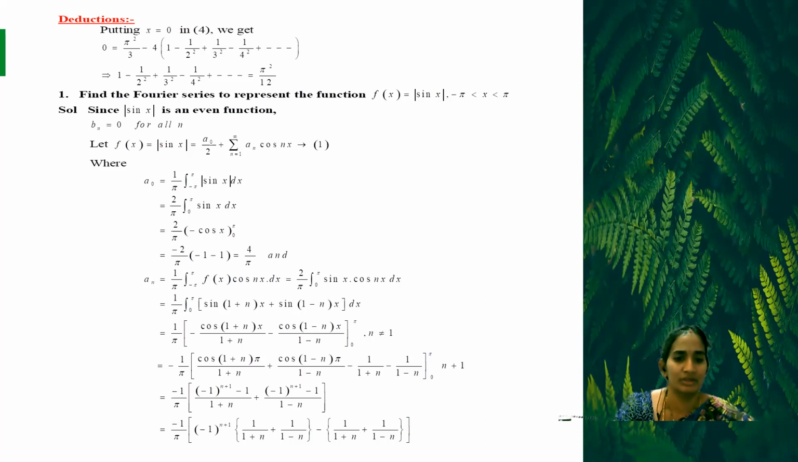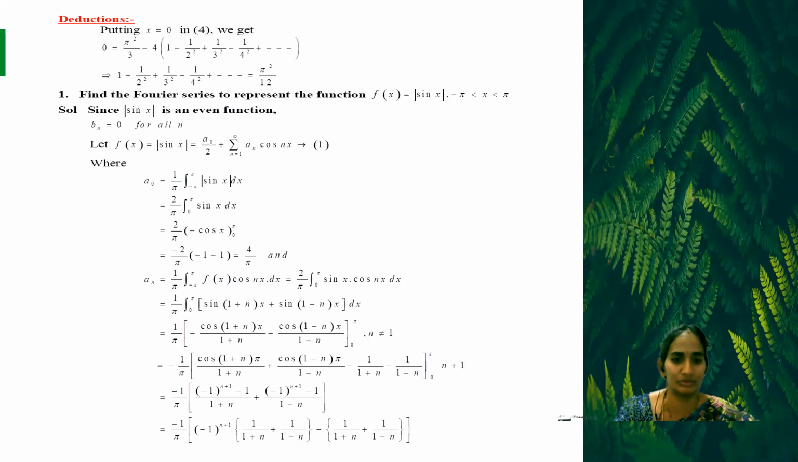So now we know the value of cos n pi. Cos n pi is minus 1 whole power n. Here, cos (1 plus n) pi is minus 1 whole power n plus 1, which is minus 1 whole power n into minus 1. Cos n pi is minus 1 whole power n, so cos (1 minus n) pi is minus 1 whole power n minus 1.